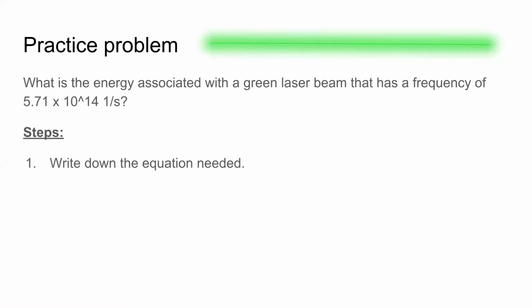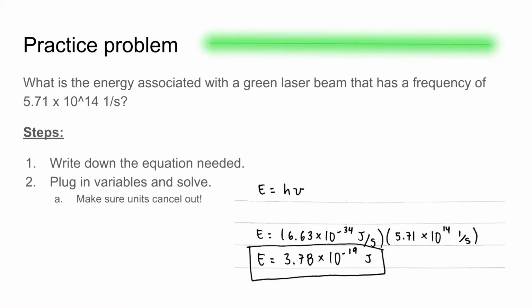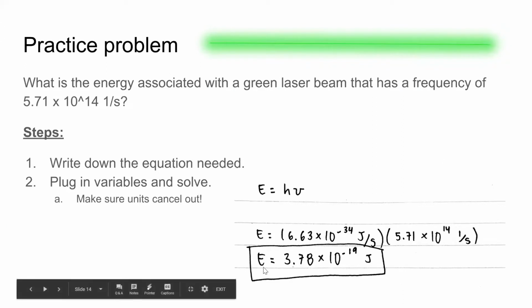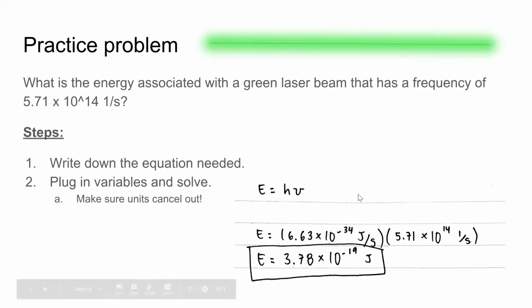And like I said, there's only one equation that relates energy with frequency, and that's going to be this one right here. Energy is equal to Planck's constant times frequency. So this one is really simple. We just plug in the variables and solve, but make sure you pay attention to units. So energy will always be measured in joules, and Planck's constant will always be in joules per second.